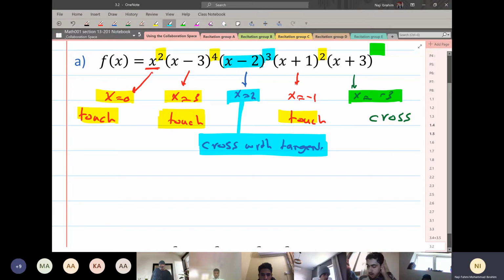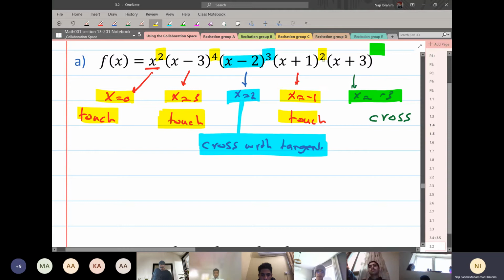In the fourth bracket, what's the zero? -1. And the power is even, so it will make a touch. And the last one, what's the zero in the last one? -3, and the power is 1. And so this means this will make a cross.